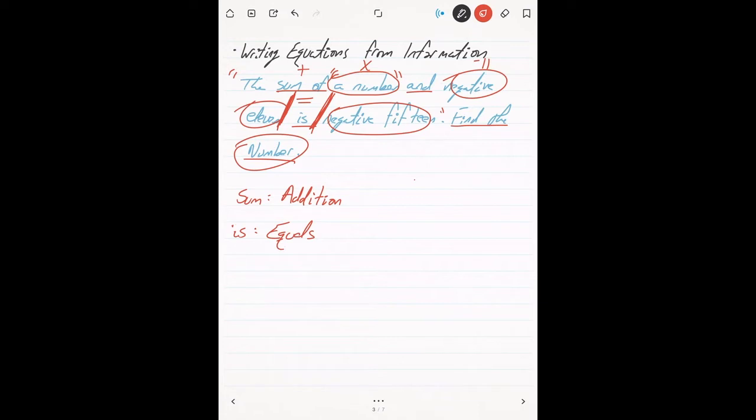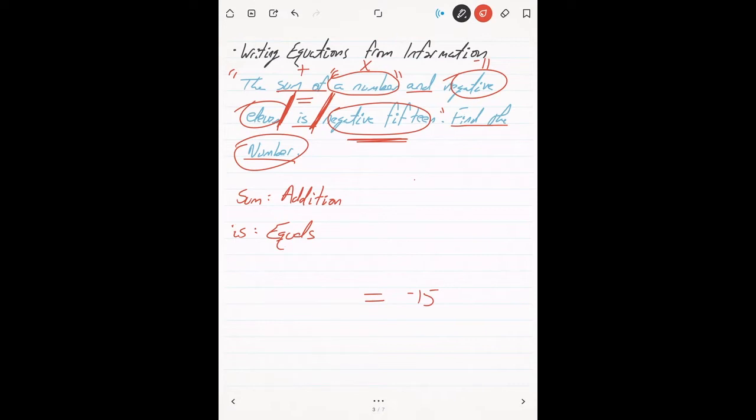So, if I were to take this and put it into an equation, I'm going to look at that word "is." I'm going to put my equal sign down. All right? What was to the right of the word "is"? Negative 15. All right, that was it. So that's my entire right side of the equation.